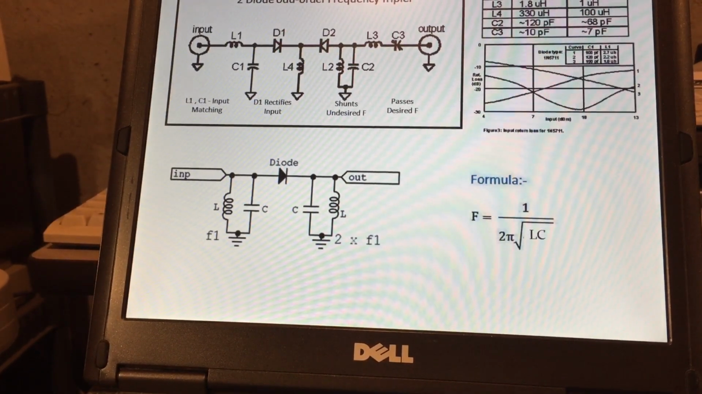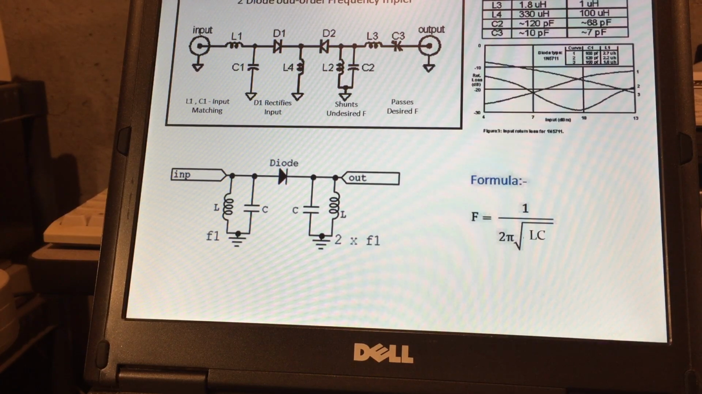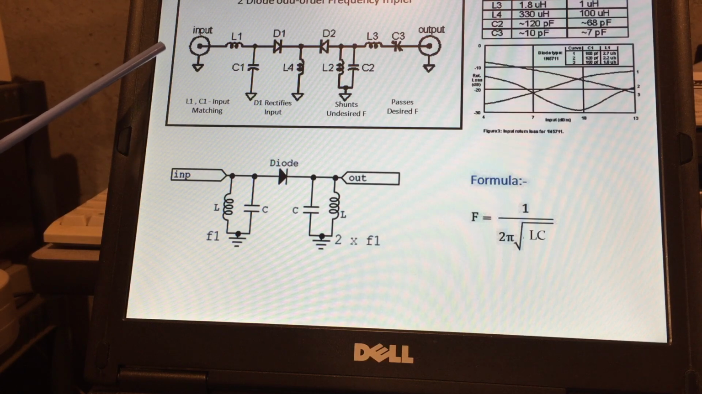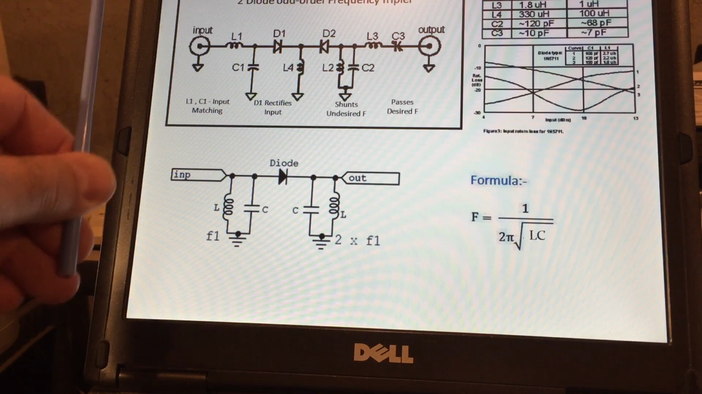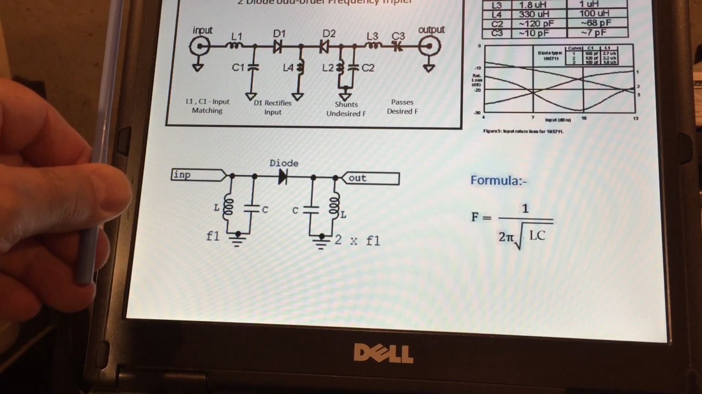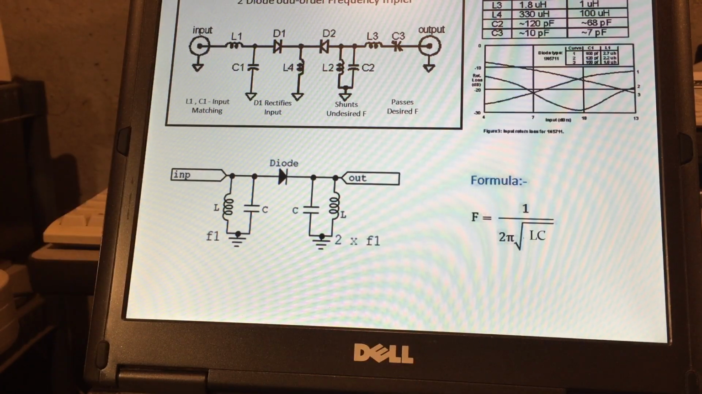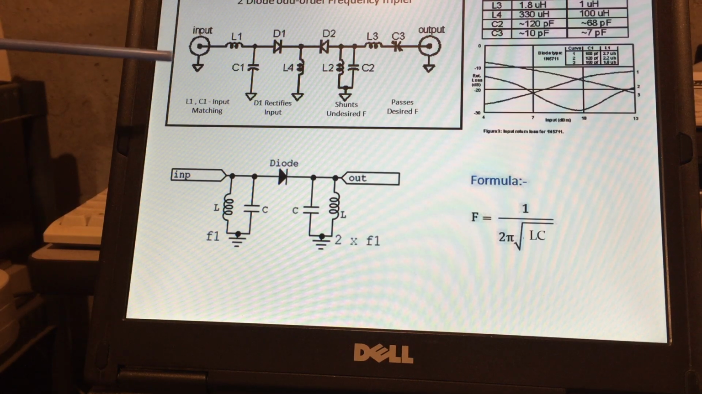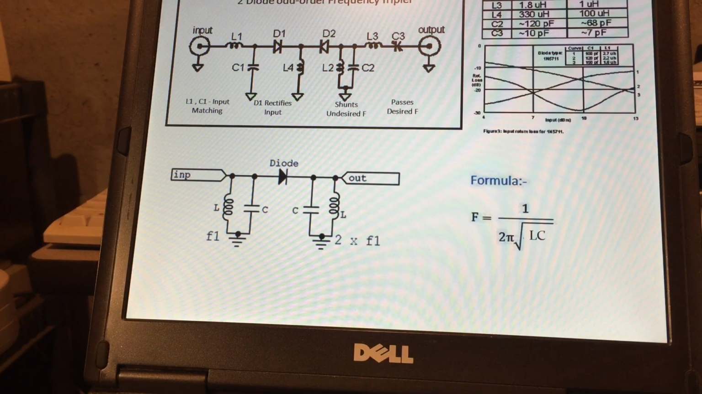So this is what they call an odd order, so it's a third order filter. Basically, let's say you had 10 megahertz and you wanted to make a frequency tripler, so that would be the third harmonic. First harmonic is the fundamental, 10 megahertz, second harmonic, 20 megahertz, third harmonic, 30 megahertz, and that would be a frequency tripler. So L1 and C1 are used as input matching circuits for 50 ohms. And then we have a couple of diodes here for rectification. But what really makes this work are the tuned circuits.